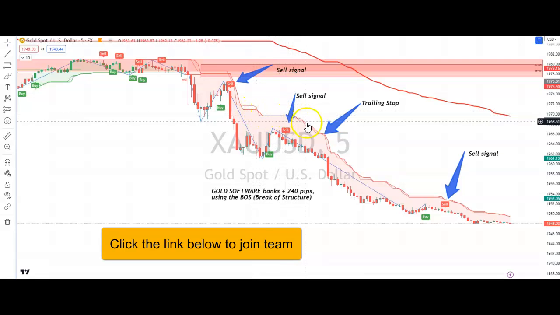The red line is the resistance area. Until you get stopped out, you can use targets, of course. I can give you those as well. But generally speaking, if you want to get the big move, 240 pips in this case, then you are going to move your stop along with the trailing stop. So let's get on to the markets.